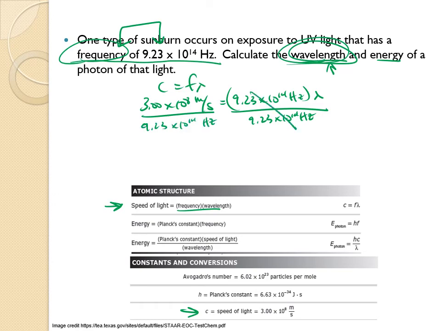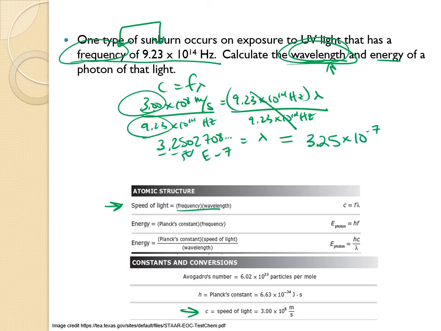Handy dandy calculator time. 3 times 10 to the 8th divided by 9.23 times 10 to the 14th power is going to give us 3.250270, lots of digits, E-7. Let's check our sig figs. I have 3, I get to keep 3: 1, 2, 3, that 0 doesn't do anything to that 5. So the wavelength is going to be 3.25 times 10 to the minus 7.